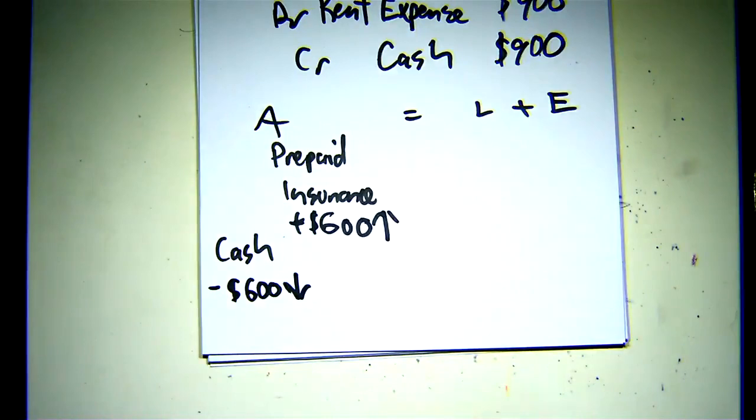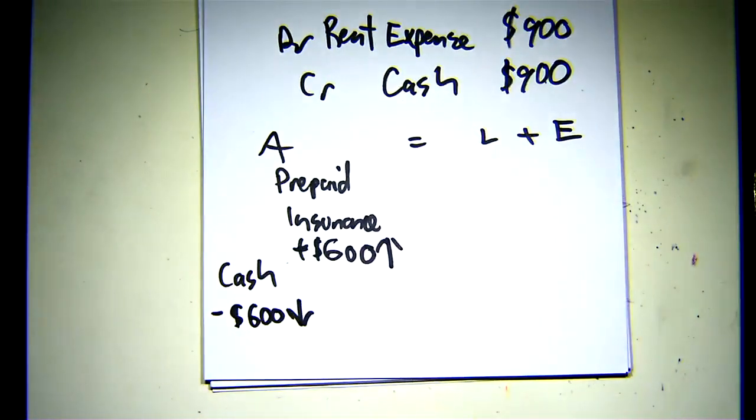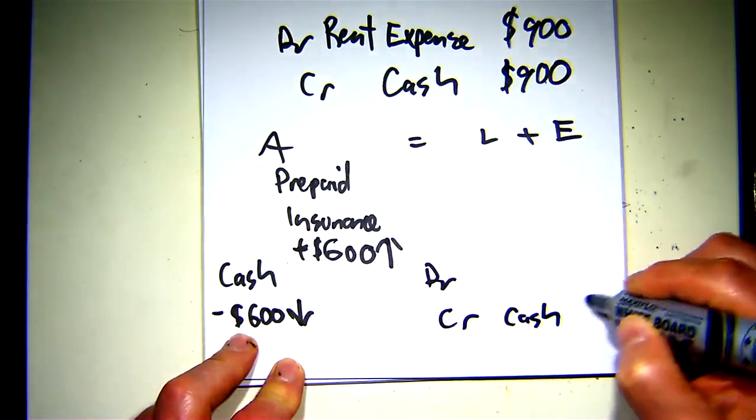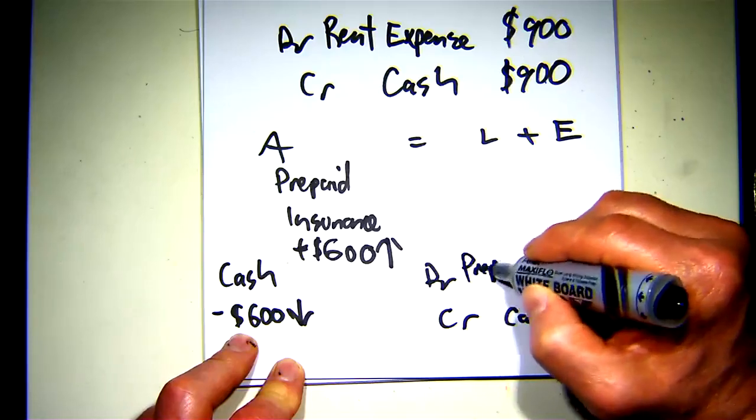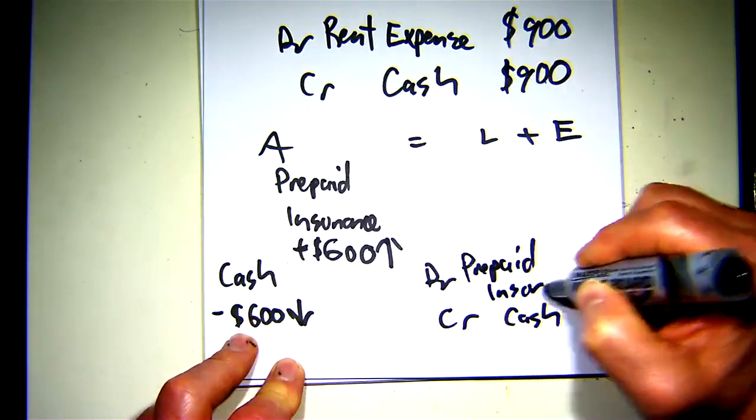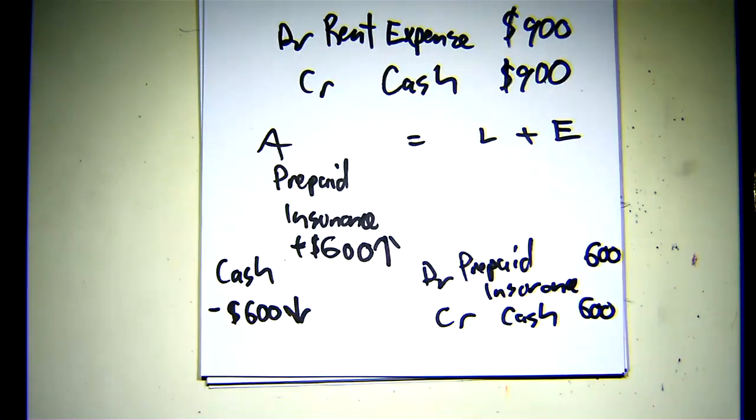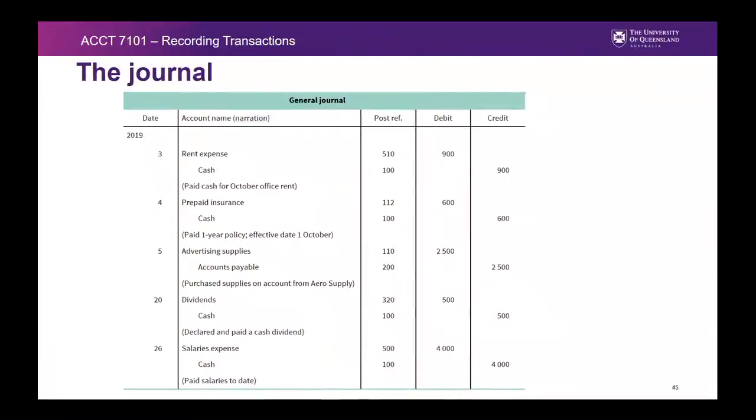So here we acquire a new asset, so we pay for insurance, and it's in advance before the insurance period begins. So we'll recognise an asset as prepaid insurance, and we pay out cash there, and then we'll credit cash 600 and prepaid insurance 600. There is the journal entry for that. Okay, everyone's good with that? Let's have a look at the next journal entry.